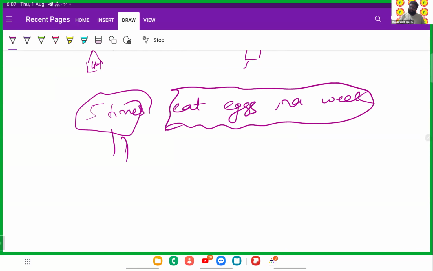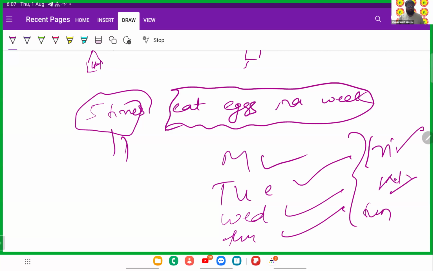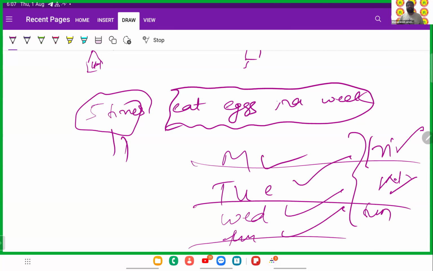Like first on Monday I eat, that is one event. On Tuesday I eat, that is one event. Again on Wednesday I eat, Thursday I eat, Friday I eat. Saturday I won't eat non-veg. Sunday I eat chicken anyway. So 5 days a week I eat egg, so we have 5 events here. Any confusion in understanding what is event and what is frequency? No, sir.